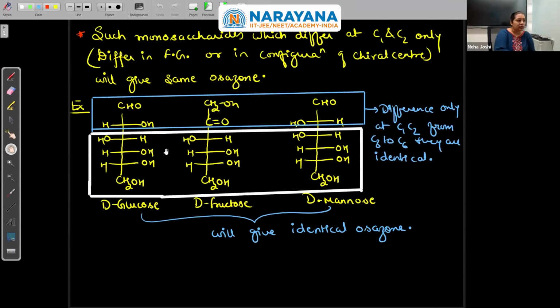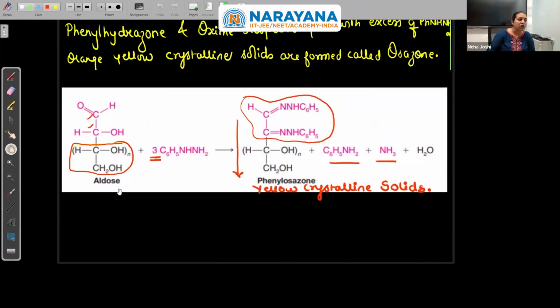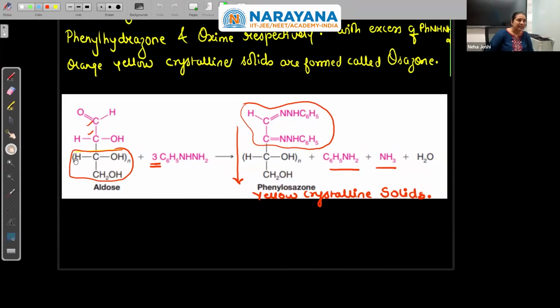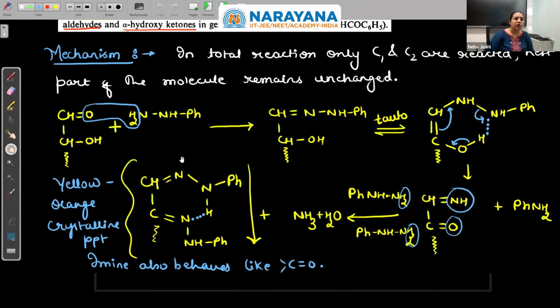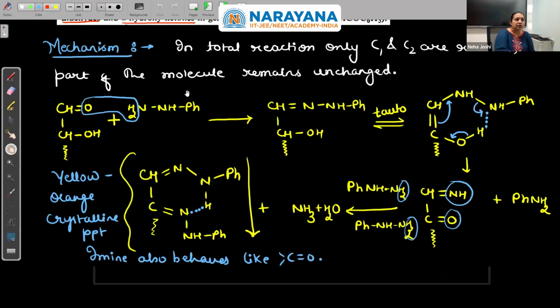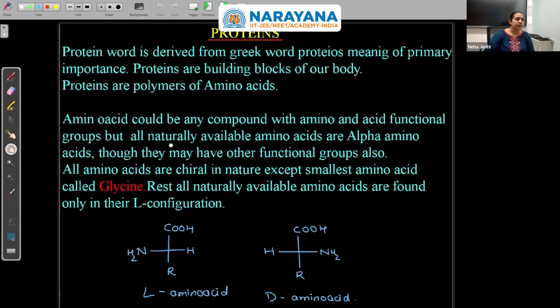Okay, so this is also one of the important reactions that you should know, and it is not just aldose. Here I am exemplifying to start with aldose, but on page 2 I am very clearly mentioning osazone formation is not limited to carbohydrates alone. And it is a property of alpha hydroxyketone, alpha hydroxyaldehyde. All of them will give this particular reaction. Okay? Now let us start proteins.